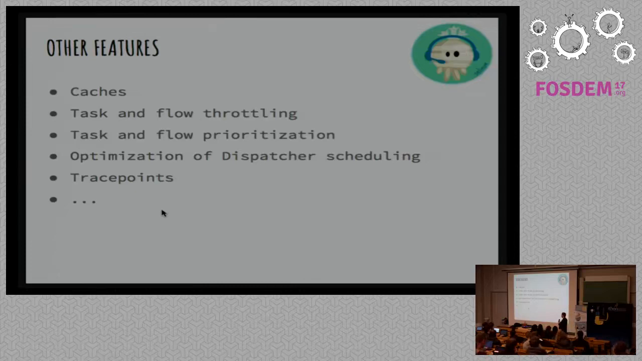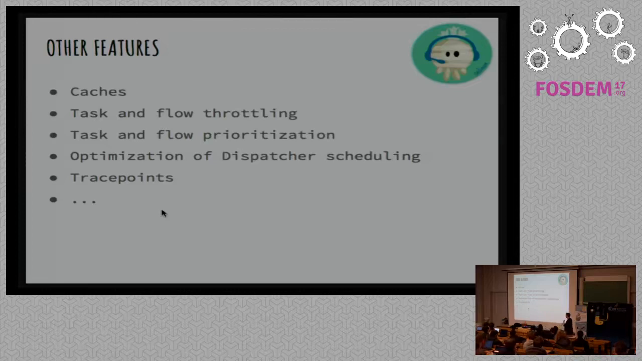Selinon allows you to do that. You can also do task prioritization, like, hey, I put a lot of workers that listen on some queue, and this way you can prioritize tasks. There's also a way to optimize dispatcher scheduling, so you can schedule the dispatcher, for example, once after 2 seconds, or you can do it after 5 minutes.